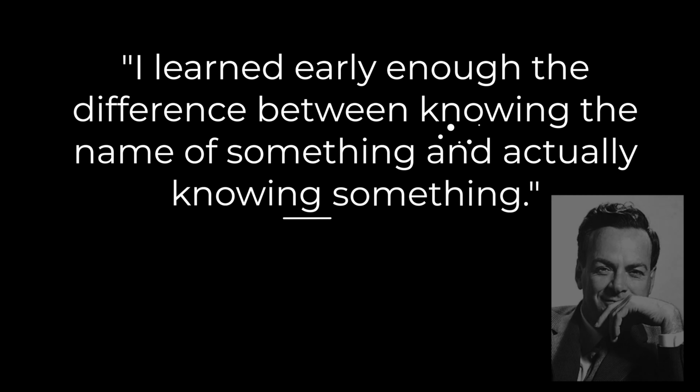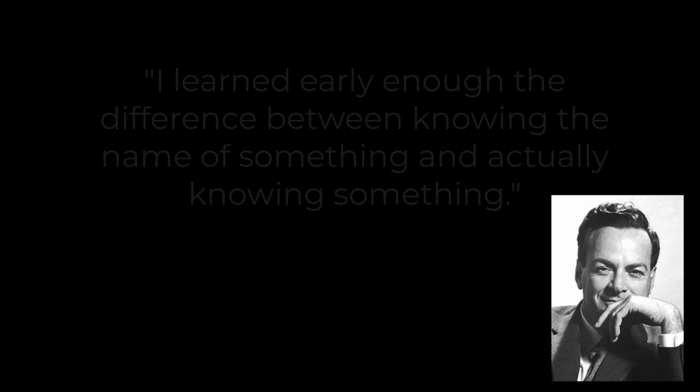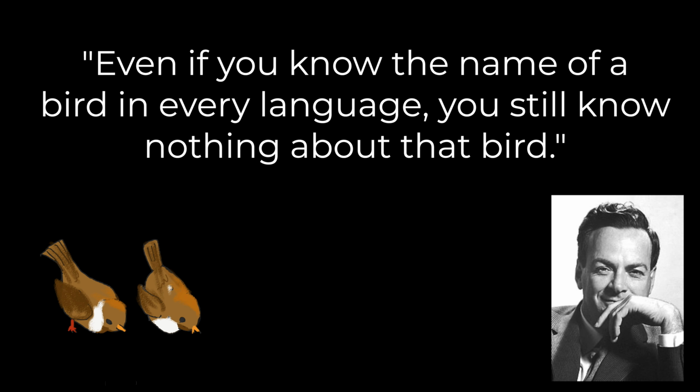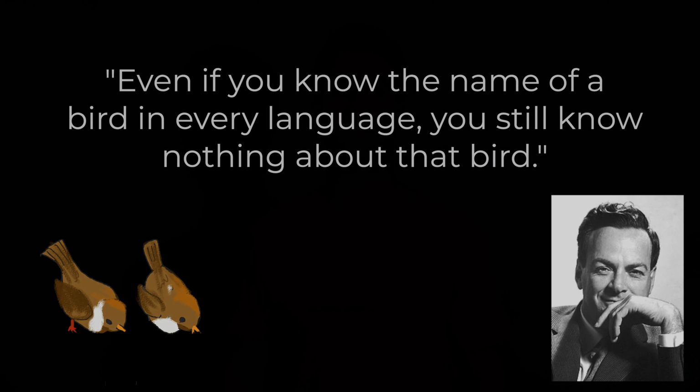Mr. Feynman once famously said that I learned early enough the difference between knowing the name of something and actually knowing something. Putting this in practical terms, he discusses an example using birds. He says, even if you know the name of a specific bird in every single language, you still know absolutely nothing about that bird. So now that we have some of the basic concepts down, how does this technique work in real life?